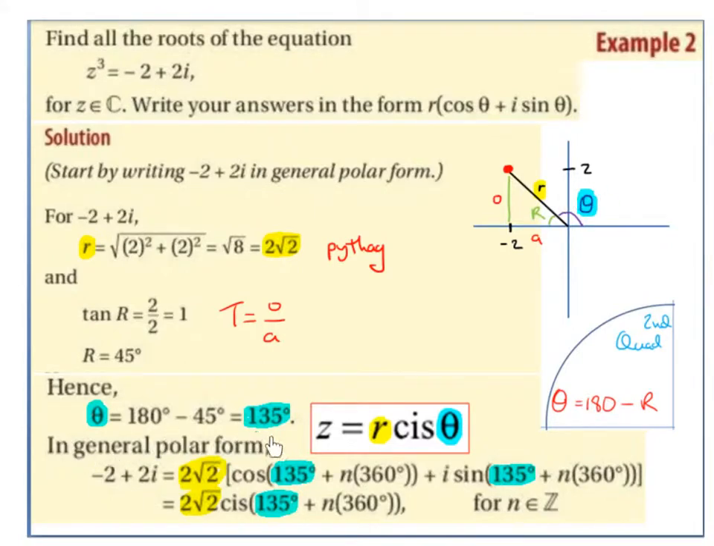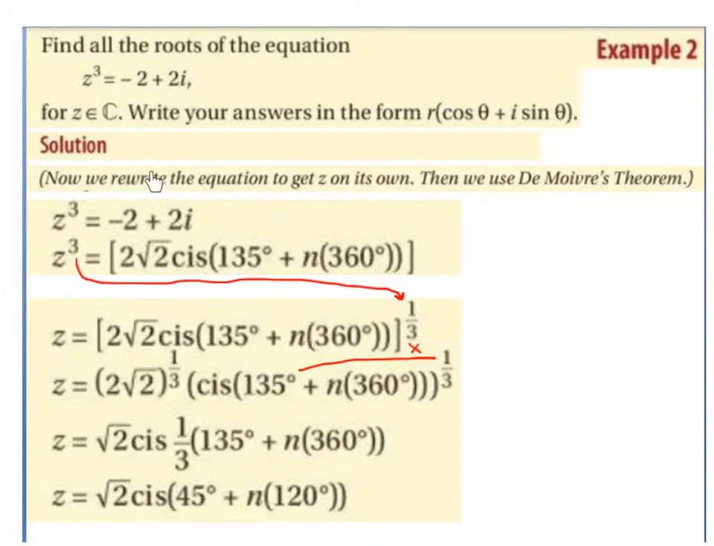So in general polar form, minus 2 plus 2i is equal to r cos theta, which is 2 root 2 (cos(135 degrees plus n times 360 degrees) plus i sin(135 degrees plus n times 360 degrees)), for n an element of the integers. Now we rewrite the equation to get z on its own, and then we will use de Moivre's theorem.